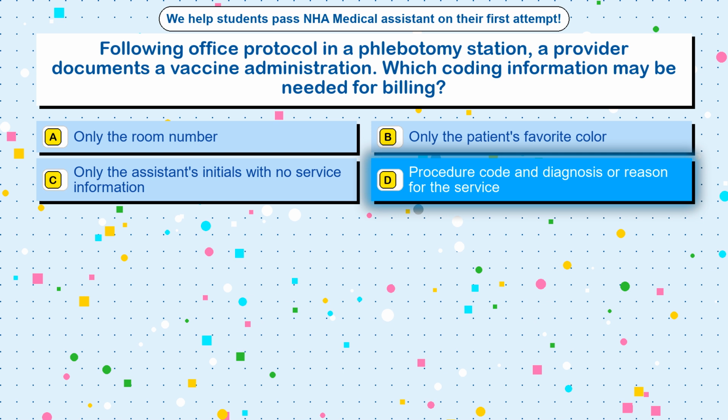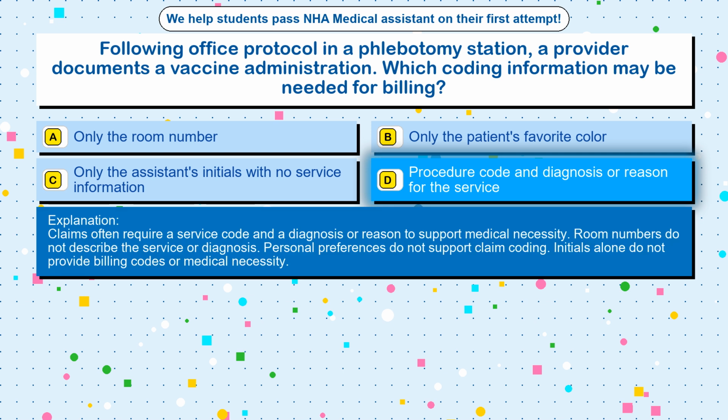Procedure code and diagnosis or reason for the service. Claims often require a service code and a diagnosis or reason to support medical necessity. Room numbers do not describe the service or diagnosis. Personal preferences do not support claim coding. Initials alone do not provide billing codes or medical necessity.